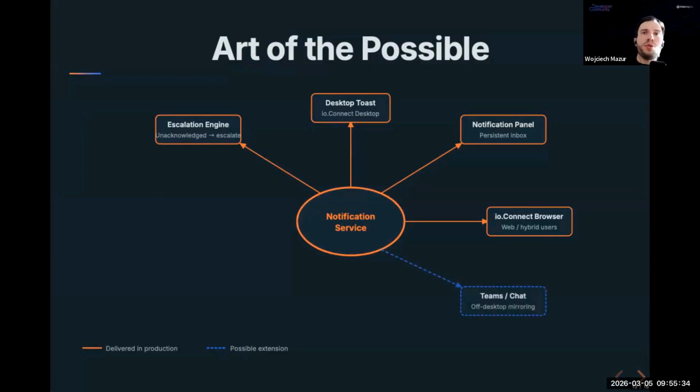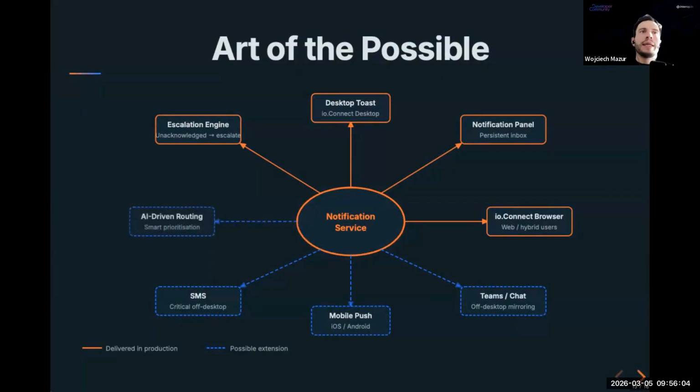But what if you use Teams or any other chats? You can extend that, or we can help you extend the notifications to Teams, to chat, whatever you need. You can even hook mobile push, for off-desktop coverage for traders not at their workstation. You can even extend it to SMS for critical alerts, circuit breakers, hard limits, basically somewhere where you need guaranteed delivery.